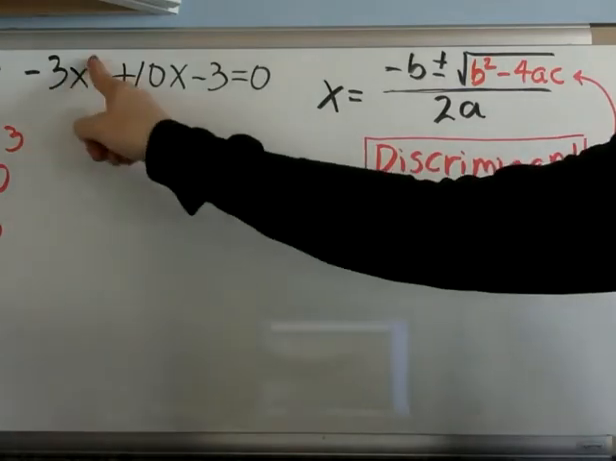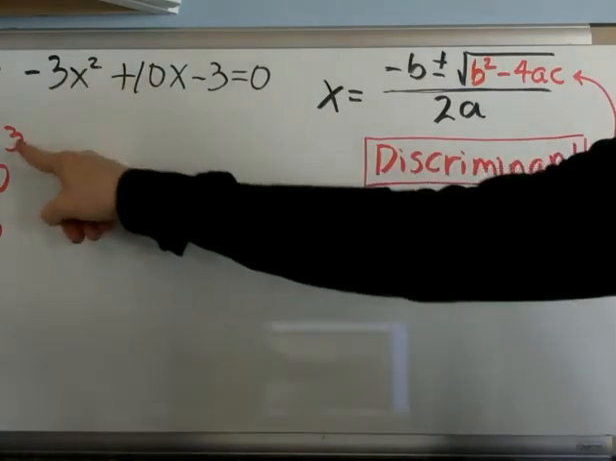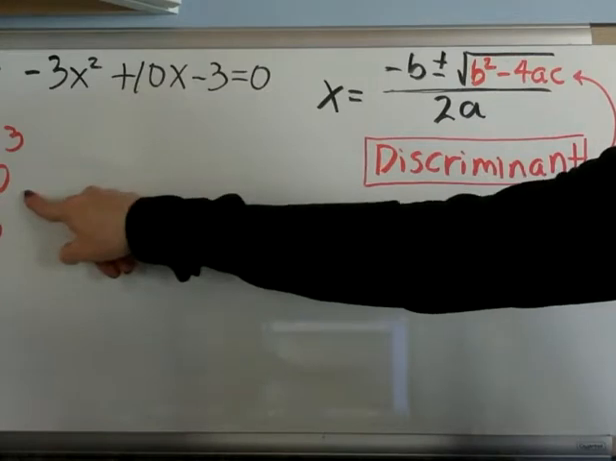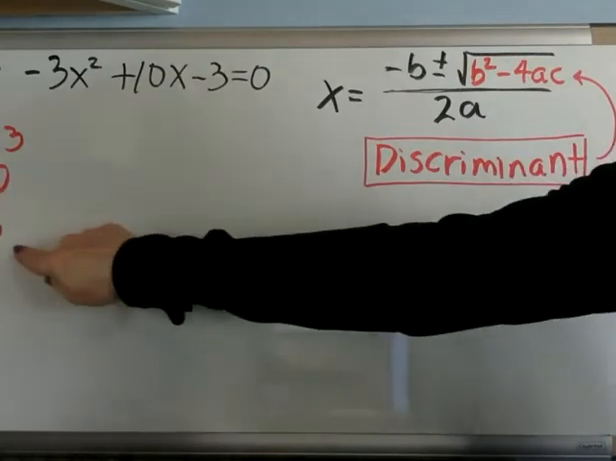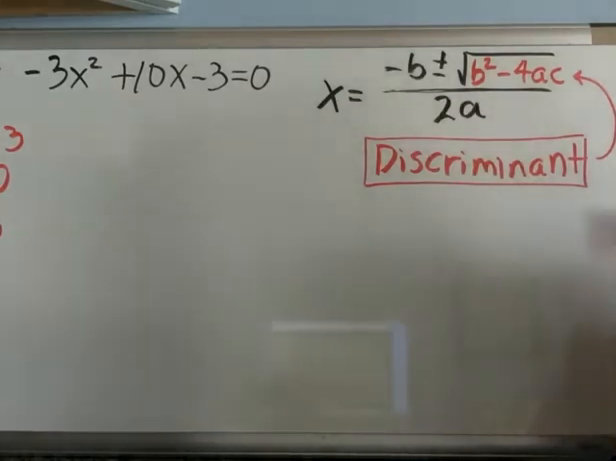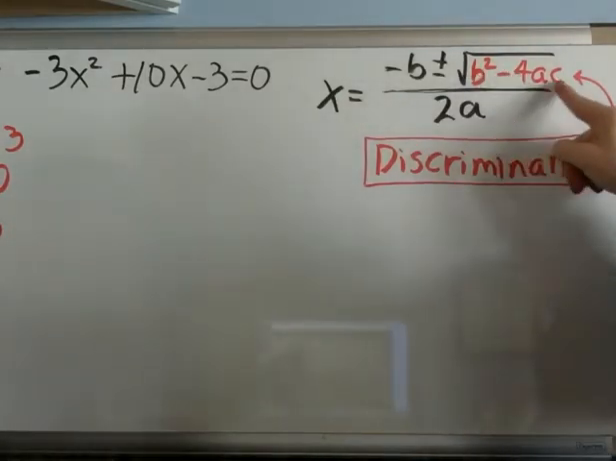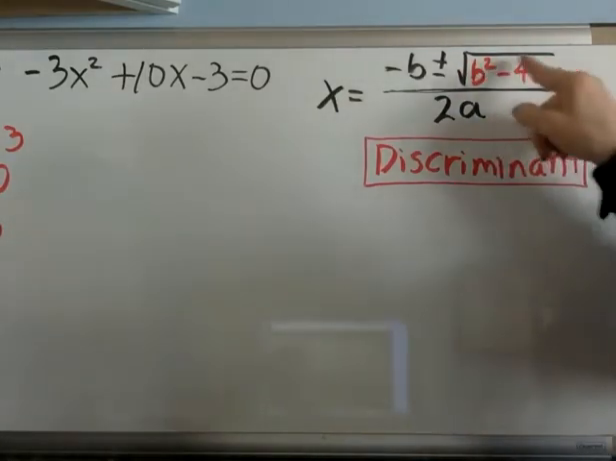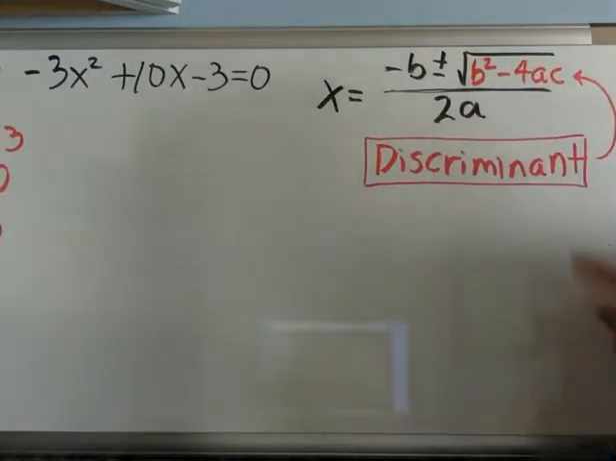Remember that a is the coefficient of x squared, that's negative 3. B is the coefficient of x, that's positive 10. And c is the constant term, that's negative 3. Step 3 says to find the value of b squared minus 4ac. What number do we have to take the square root of? That number is called our discriminant. So let's do that for step 3.